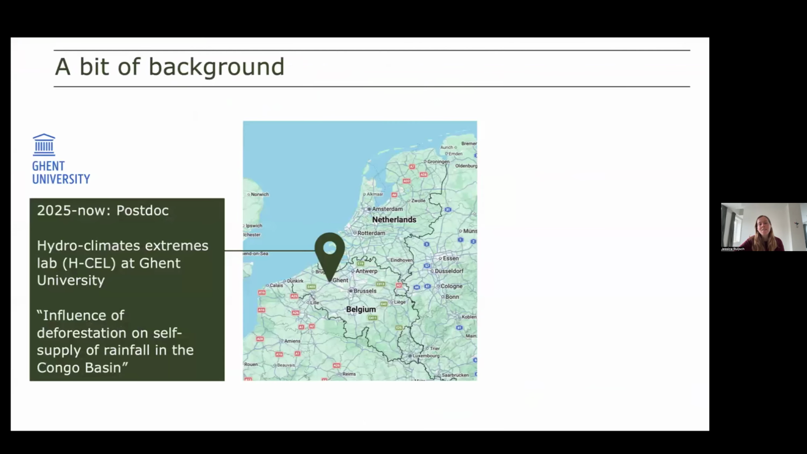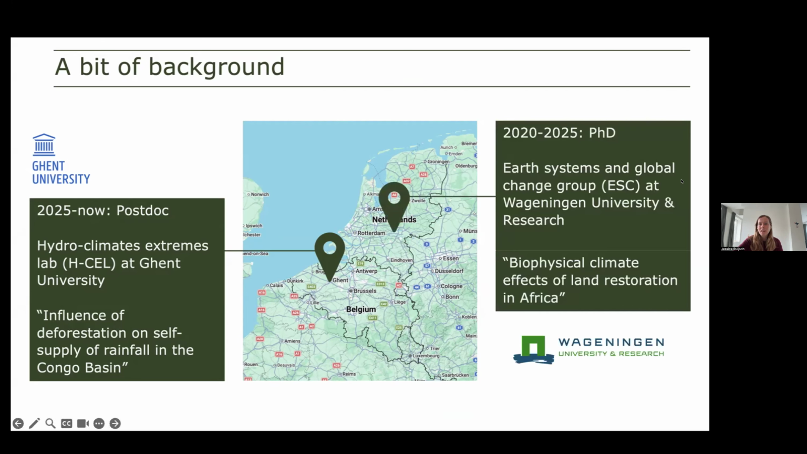I'm currently a postdoc at Ghent University at the Hydroclimate Extremes Lab, where I work basically on the impact of deforestation on moisture recycling, which is why I'm here. But I only started in September, so I don't really have a lot of results on that yet. And before that, I was a PhD at Wageningen University.